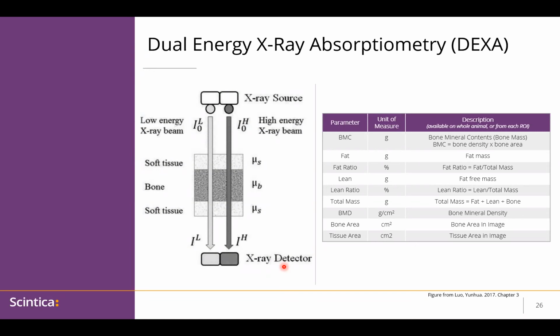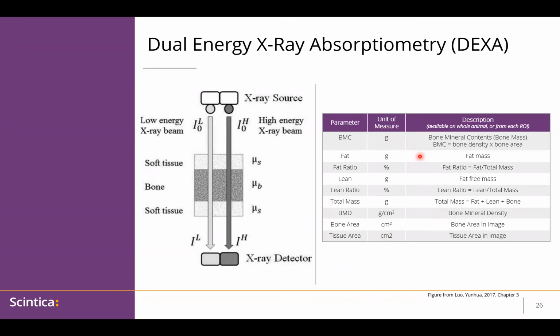And if it came from soft tissue, we then use the same algorithm to differentiate if it came from fat or lean mass. So the system is able to very quickly, in about 25 seconds for the Insight system that we sell here at Scintica, acquire the images and generate the data that you see here. So we'll get information on bone mineral content, bone mineral density. This is used clinically to look at osteoporosis and preclinically to look at the same thing, as well as other metabolic bone diseases or toxicological effects on the bone, things like that.